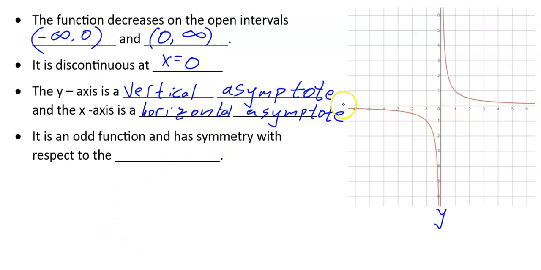It is an odd function. This function here is an odd function because it is symmetrical. It has symmetry about the origin. Boom. In the next video, I'm going to show you how to do some shifting with a graph.